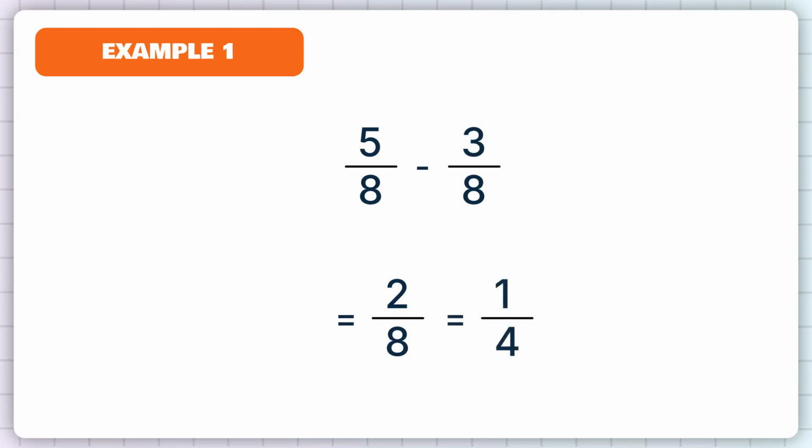We'll start with an example where the fractions have the same denominator. Let's consider the problem: 5 over 8 minus 3 over 8. Since the denominators are the same, we can directly subtract the numerators. 5 minus 3 equals 2. We can use this 2 as the numerator, which gives us an answer of 2 over 8. We can simplify this fraction by dividing the numerator and denominator by 2 to get 1/4.